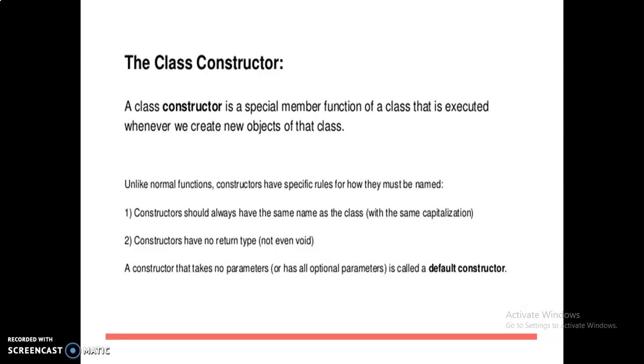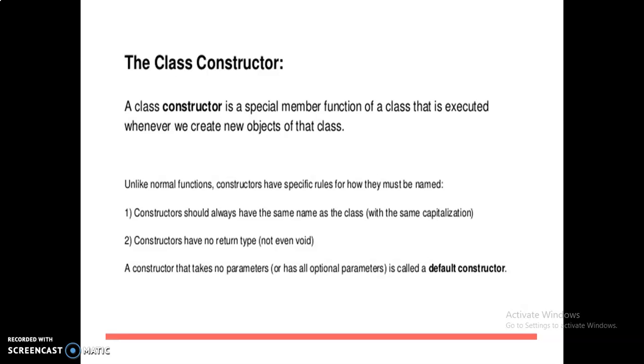So the definition of the constructor is: a class constructor is a special member function of a class that is executed whenever we create a new object of that class. Unlike normal functions, constructors have special rules for how they are named. A constructor should always have the same name as the class name, with the same capitalization. This is one of the most important things; keep it in mind. A constructor has no return type. That means it does not even have void as a return type.